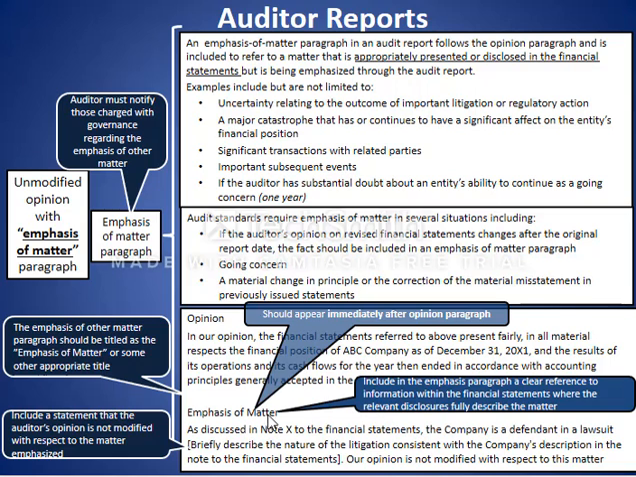Now, as part of the emphasis of matter paragraph, you need to include in the paragraph a clear reference to the information within the financial statements where the relevant disclosures fully describe the matter. In other words, you don't have to describe it totally in the emphasis of matter paragraph, but you do have to basically refer to where that item is in the financial statements. So as discussed in Note X to the financial statements, the company is a defendant in a lawsuit, and then the job of the auditor would be to briefly describe the nature of the litigation and make sure it's consistent with the company's descriptions in the notes of the financial statements.